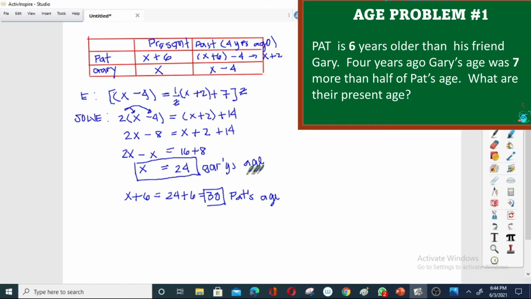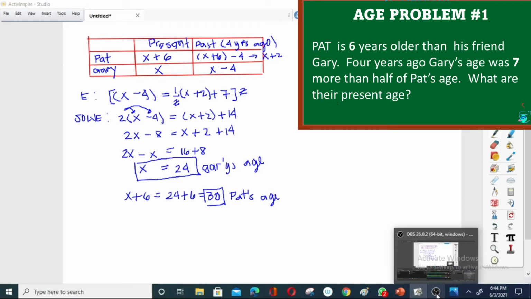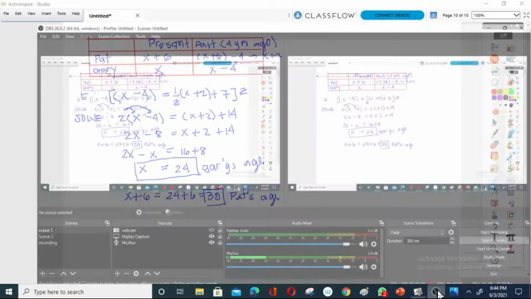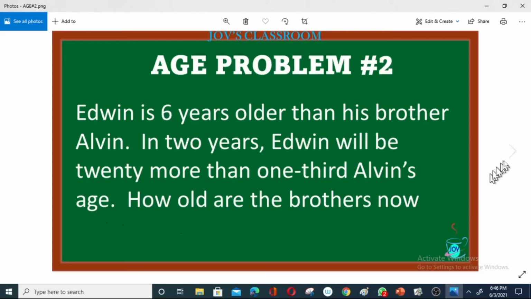Okay, so that's it for problem number 1. Let's move on to problem number 2. Age problem number 2. Edwin is 6 years older than his brother Alvin. In 2 years, Edwin will be 20 more than one-third of Alvin's age. How old are the brothers now?